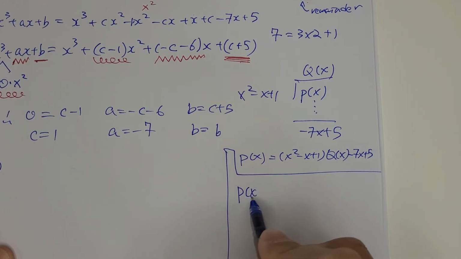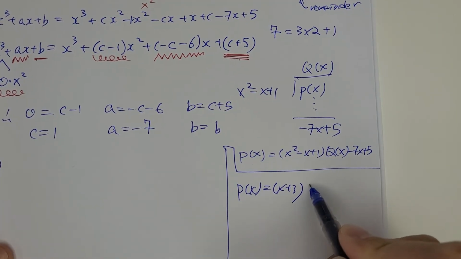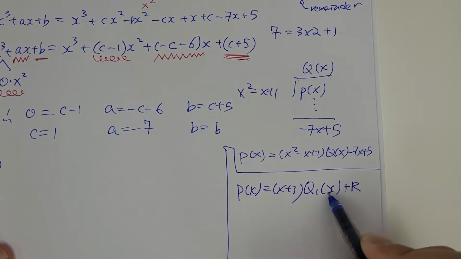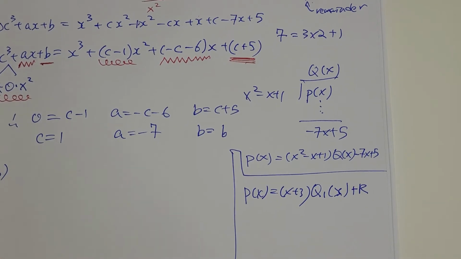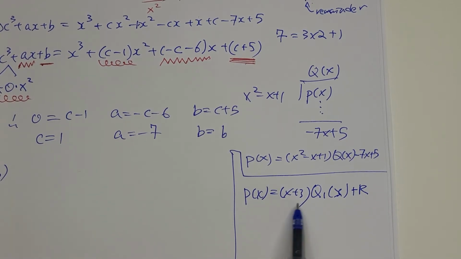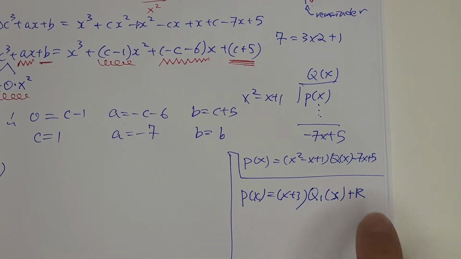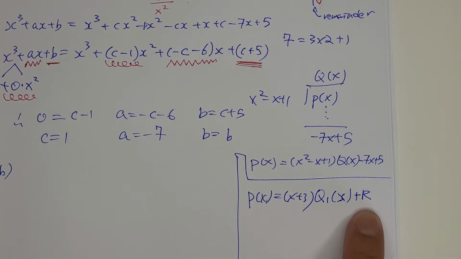Suppose P(x) is divided by x plus 3, and there's another quotient. You should have a remainder, but you don't know the value of the remainder, right? And the meaning of the factor is that when you do the division by this polynomial, it should have no remainder. So the target is to show whether R equals 0.